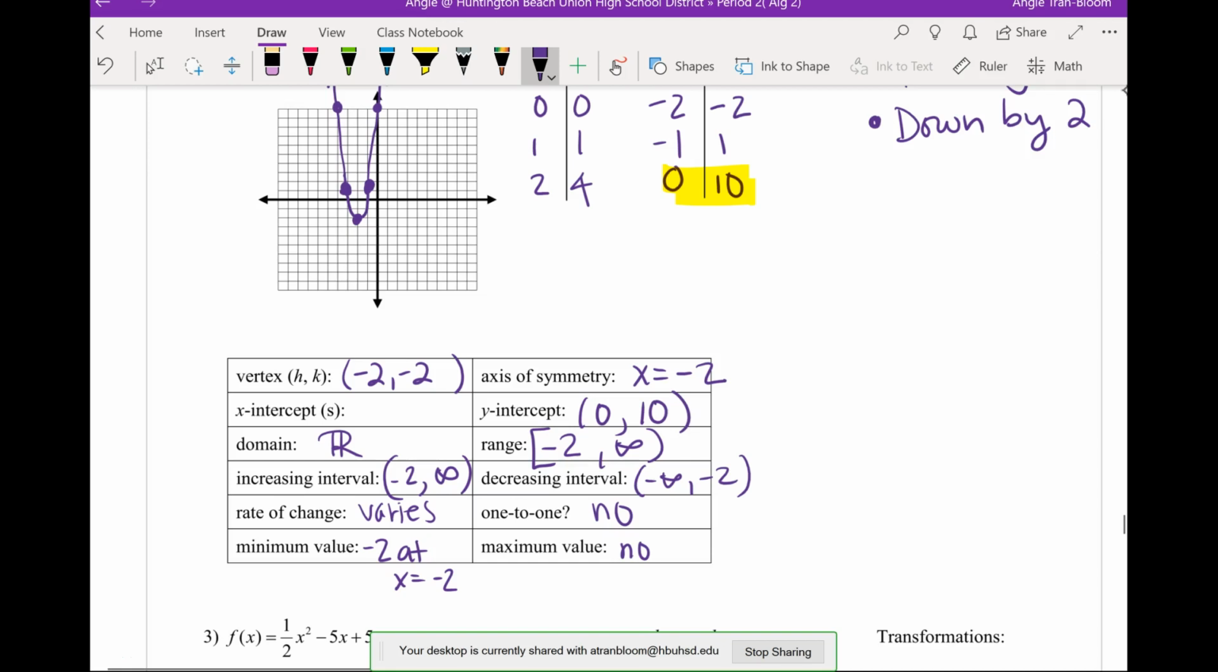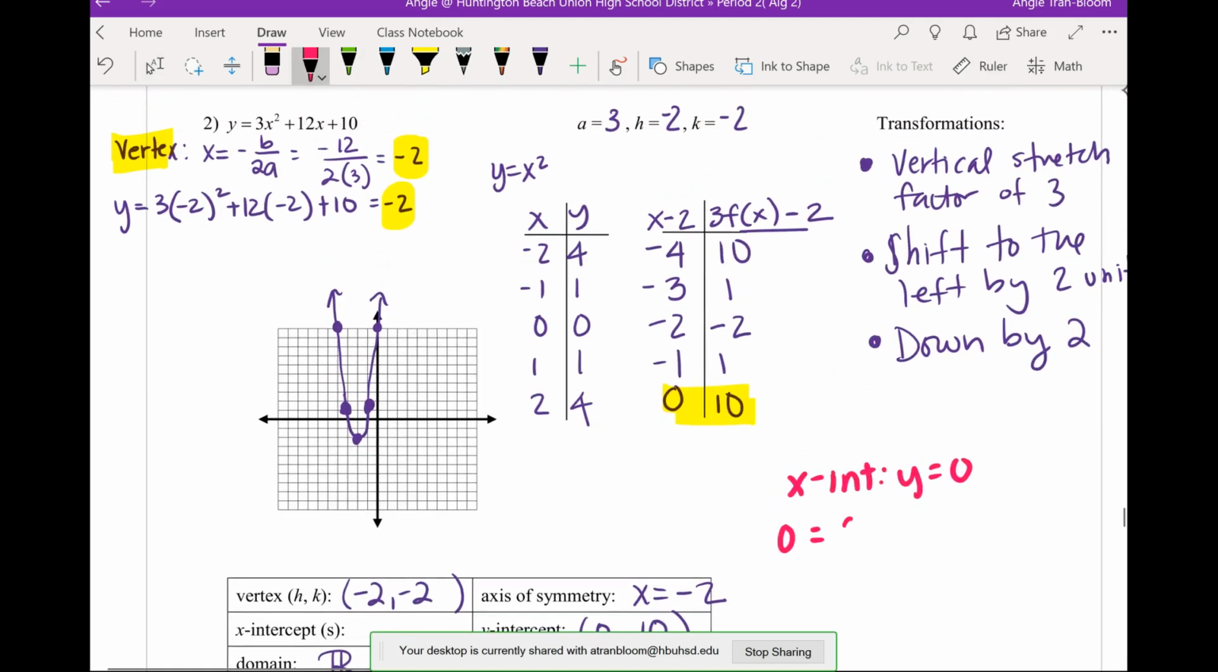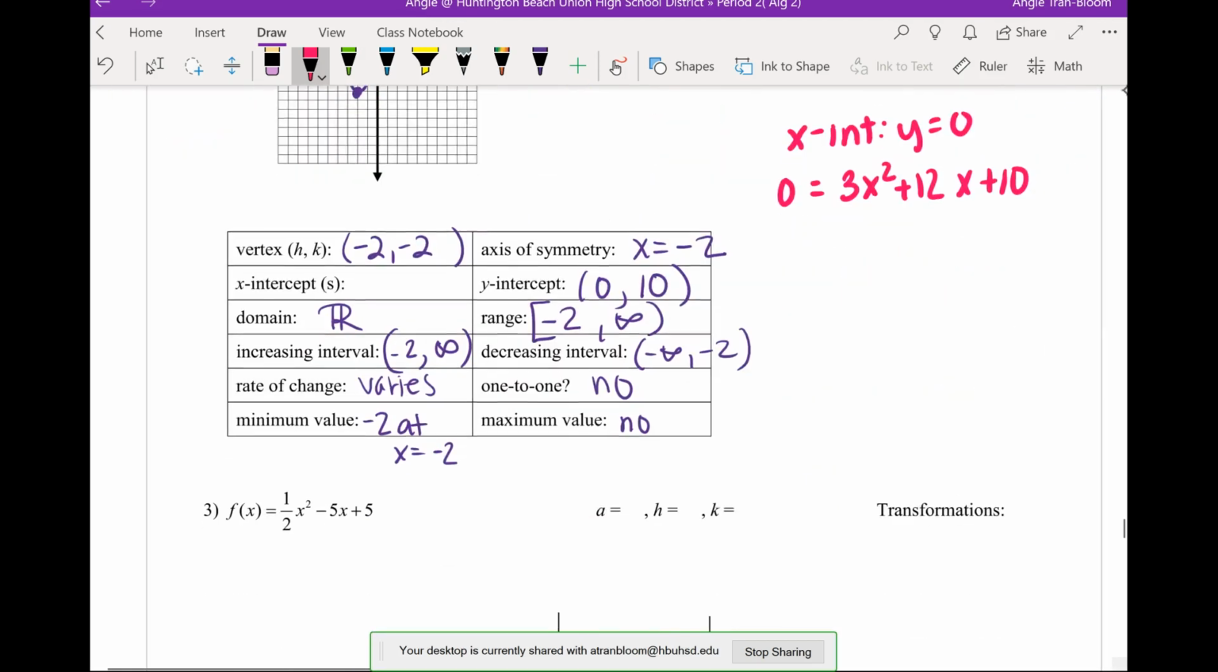Okay, now, the x-intercept for me, when I look at the graph, would you agree that I can't really tell exactly where it is? So I would have to find it algebraically. X-intercept is when y equals to 0. So that's what I have to do manually since I can't really count. X-int, y equals to 0. So 0 equals, your equation was 3x squared plus 12x plus 10. Okay, so now guys, you're solving for x. You know 3 ways to solve for x.